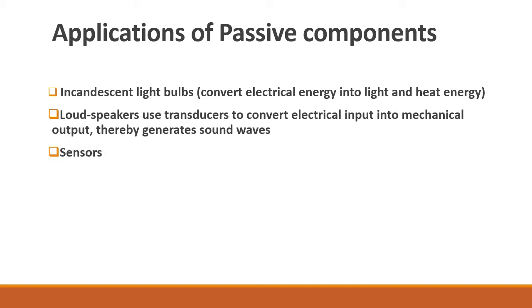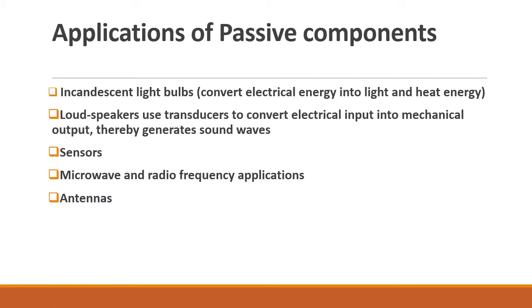As you know, there are n number of applications for sensors where passive components are used. They are used along with microwave and radio frequency applications. And antennas are also using passive components. Antennas are used for a variety of applications like satellite, or they are used in wireless modems, etc. So these are the applications of passive components.